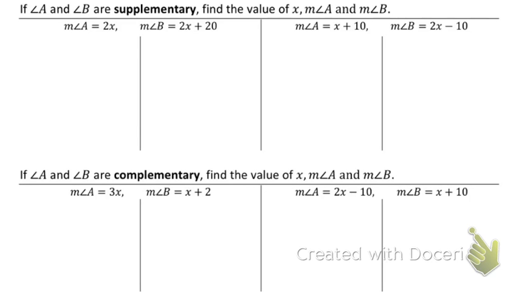So let's look at the first one. The first one says, if angles A and B are supplementary, find the value of x, the measure of angle A, and the measure of angle B. Well, since A and B are supplementary, we know right off the bat that angle A plus angle B equals 180.